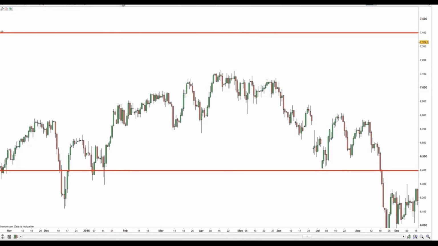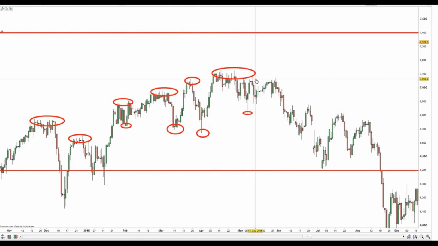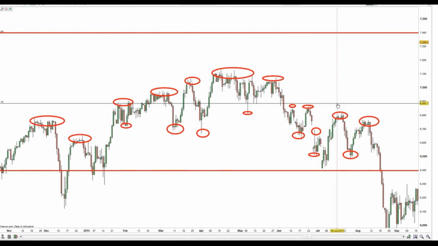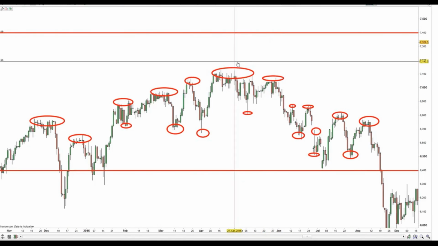And to plot these areas, I'm going to take my circle tool and I'm just going to first pick out all the reactions that I can see on this particular region of price action. So as I said before, I'm just picking out all the reactions where price has either reversed or stalled, and I'm just highlighting them so I can see them more easily. Fantastic.